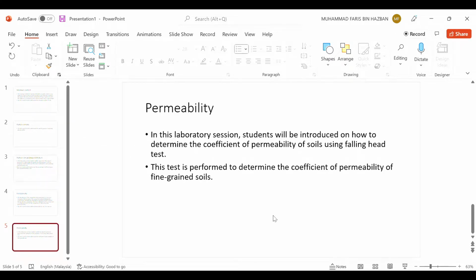In this laboratory session, students will be introduced to how to determine the coefficient of permeability of soils using the falling head test. This test is performed to determine the coefficient of permeability of fine-grained soil.